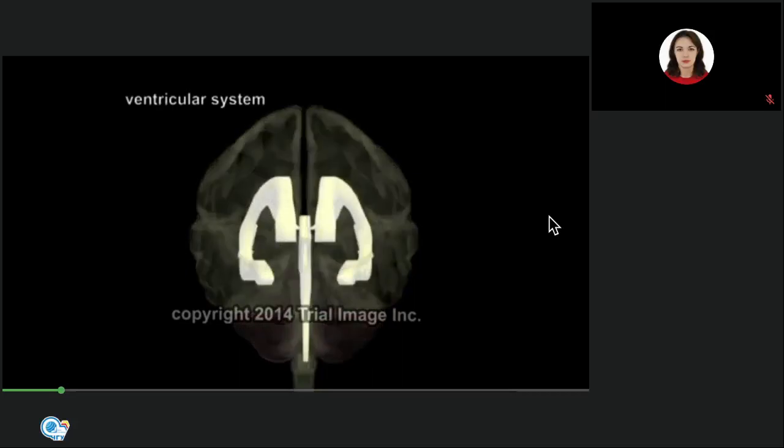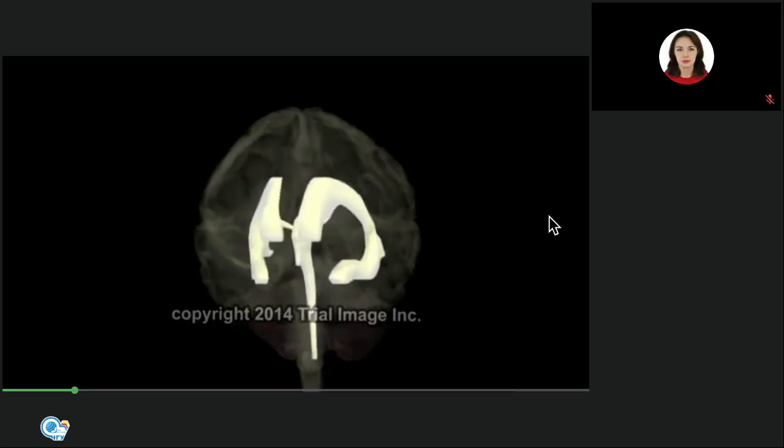Most of the cerebrospinal fluid is produced in a series of chambers known as the ventricles. The largest of these chambers are called the lateral ventricles.